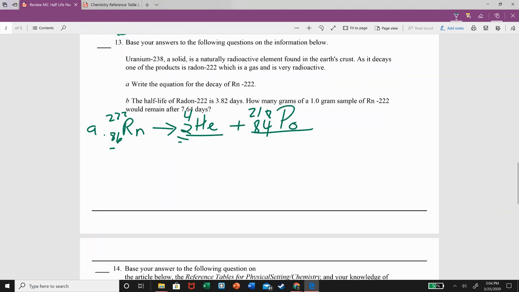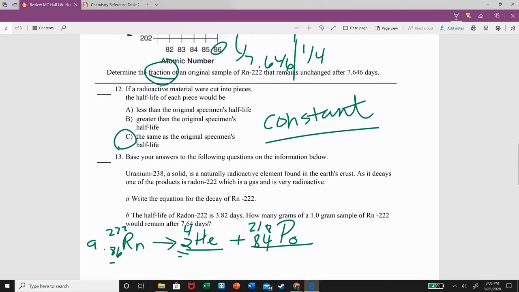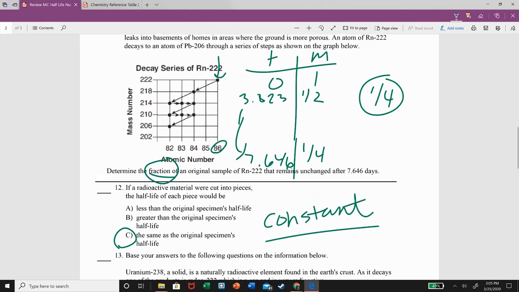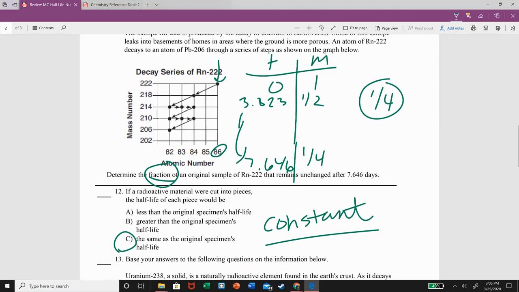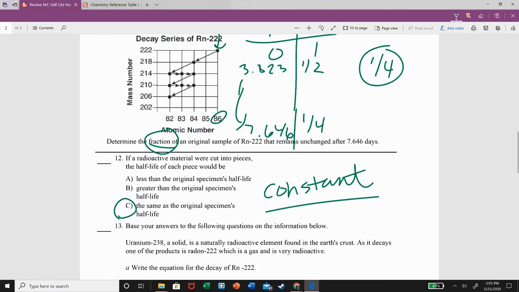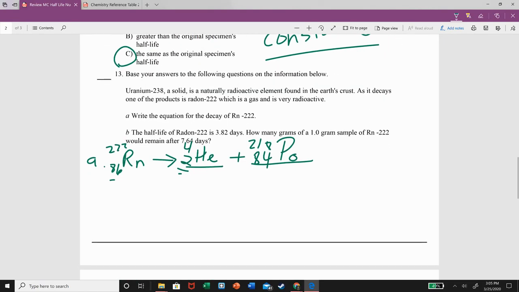Remember, the top numbers in these decay equations may not be the same as the mass numbers on your periodic table, because on the periodic table it is an average atomic mass, a weighted average. These are isotopes. Okay, so we're going to go on to question B. The half-life of radon-222 is 3.82 days. How many grams of a 1 gram sample of radon-222 will remain unchanged after 7.64 days? I feel like we just did something like this, didn't we? Didn't we just do radon-222 up here? So after 7.646, it's a fourth.